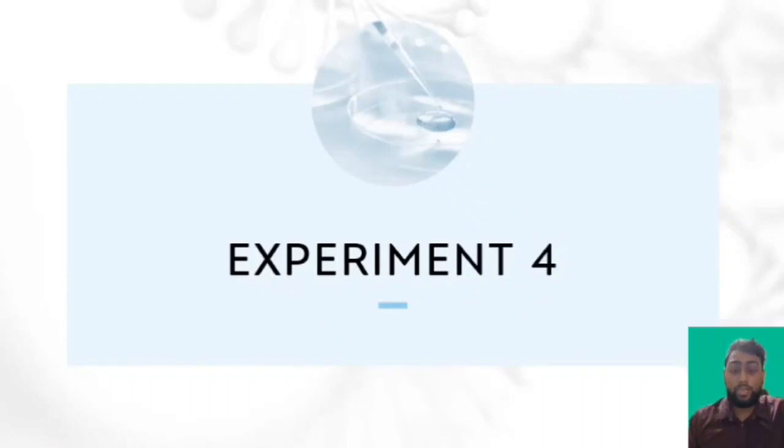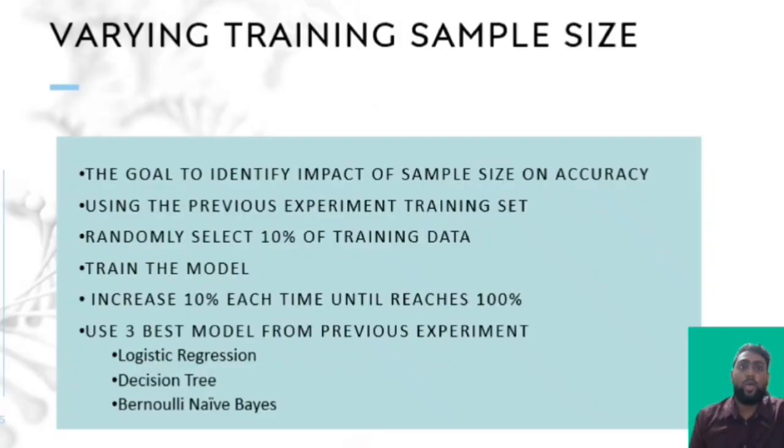Hi, in this video I'm going to explain experiment 4 that I carried out. It's called varying training sample size. The goal of this experiment is to identify the impact of training data sample size on accuracy.